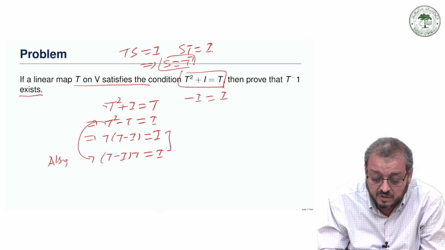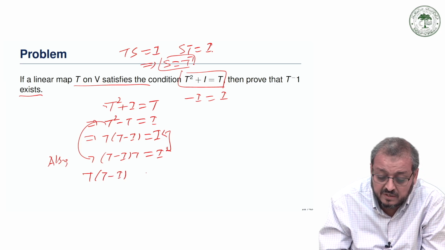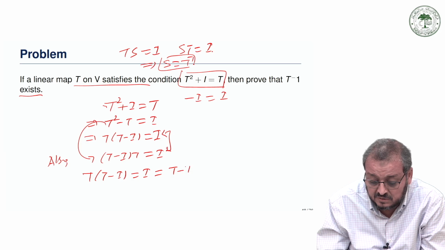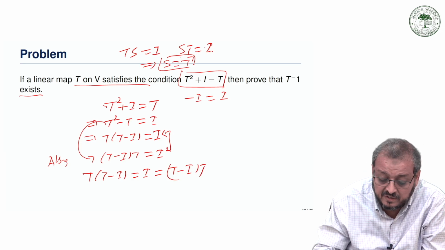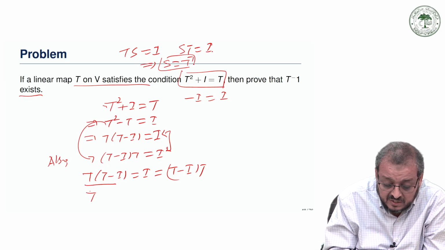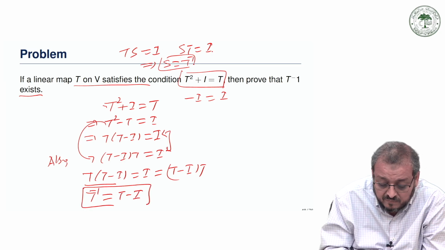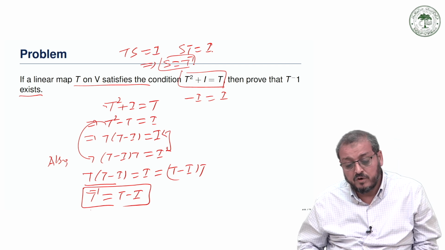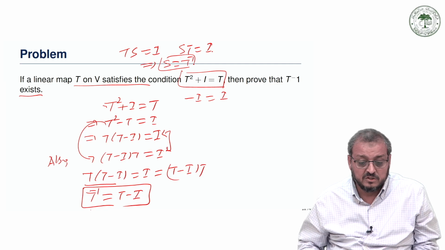So by these two conditions we can say clearly that T of (T minus identity) is equal to the identity, which is equal to (T minus identity) of T. So by this, ST is equal to the identity and TS is equal to the identity, then we can say that S is equal to T inverse. Then T inverse exists, and T inverse is nothing but T minus the identity element. So this completes the proof of this solution.